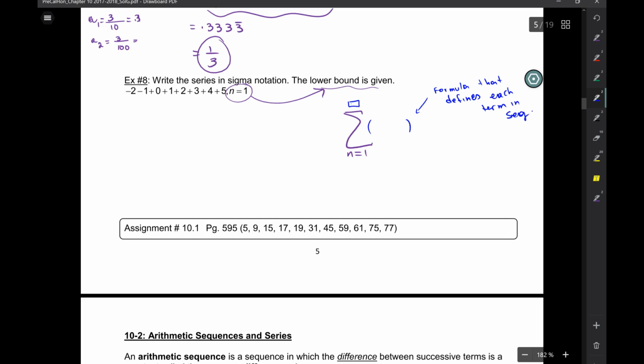I need to figure out a way to relate each of those terms in the series to its respective n. Take a look at this one. This is a sub 1, so n is equal to 1 here. This one, n equals 2, n equals 3, n equals 4, 5, 6, 7. This is n equals 8. So I'm going from 1 to 8. Now I need a relationship. What do you do to this value of n to get negative 2? Whatever you do to that value of n, if you do it to this one you should get 0, and if you do it to this one you should get 5.